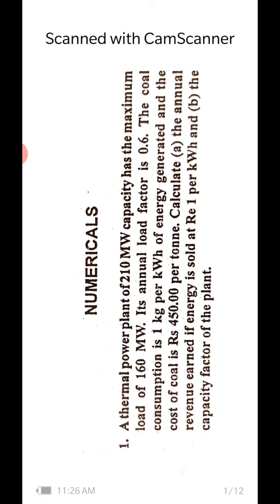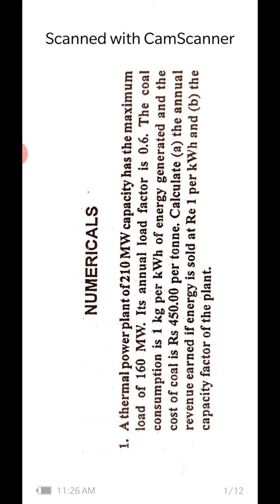Okay, one thing, they are given coal. And the 210 megawatt capacity means the installed capacity is 210 megawatt. So suppose you buy a bike, your bike will have 9 horsepower, 10 horsepower. So that is the capacity, maximum that is. And the maximum load of 160 megawatt. Now, though the installed capacity is 210 megawatt, the total customer demand maximum is only 160 megawatt.